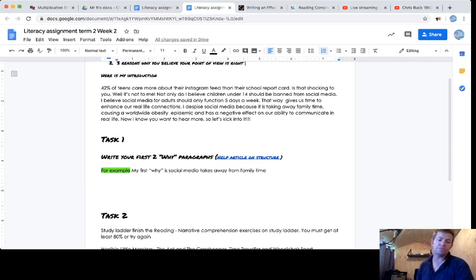And here it is. It's 42% of teens care more about their Instagram feed than their school report. Is this shocking to you? Well, it's not to me. There should not be a capital there, but... Well, it's not to me. Not only do I believe under 14 should be banned from using social media, I believe social media for adults should only function 5 days a week. That way, that gives us time to enhance our real life connections. I despise social media because it takes away from family time, which is the Y one, is causing a worldwide obesity epidemic and has a negative effect on our ability to communicate in real life. So they are my 3 whys.